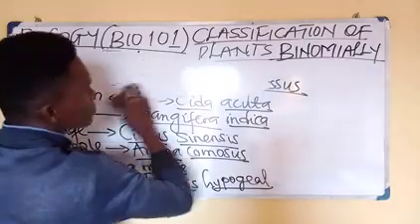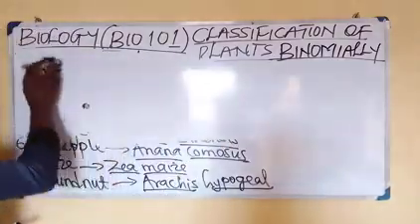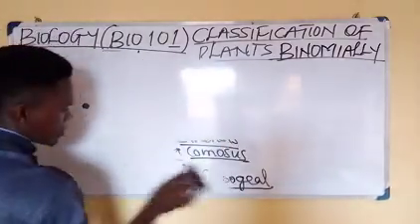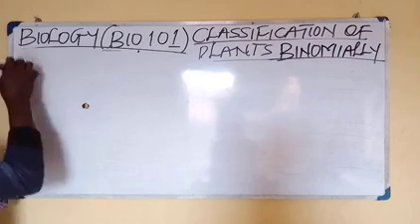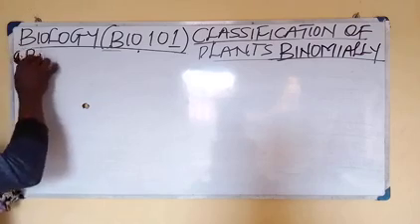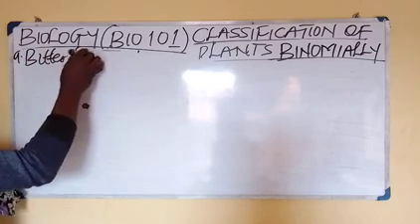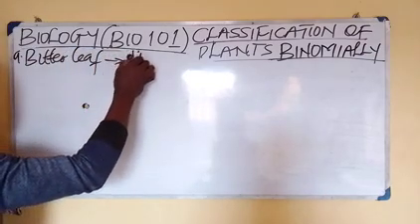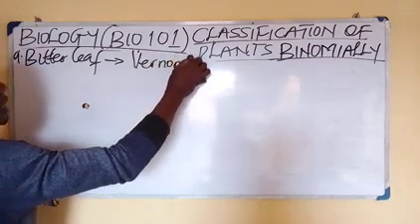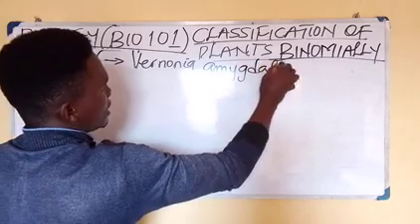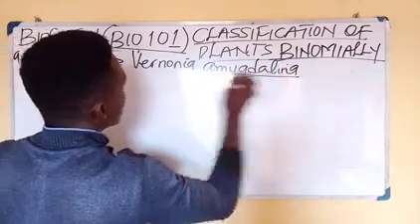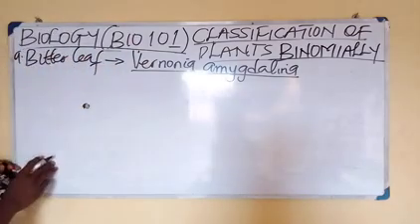So the class has not ended yet. I'm also giving you more names. Number nine. This one is also common. Bitter leaf. Bitter leaf is Vernonia amygdalina. Vernonia amygdalina.